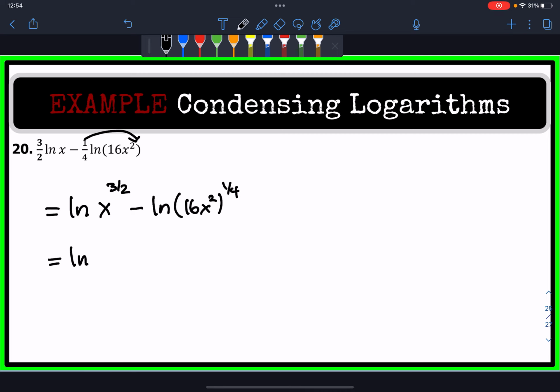So let's do some simplifying on this second one here. Let's figure out what this to the 1/4 power is. Well, 16 to the 1/4 power is 2. And x squared to the 1/4 power multiplies those exponents, so 2 times 1/4 is a half.